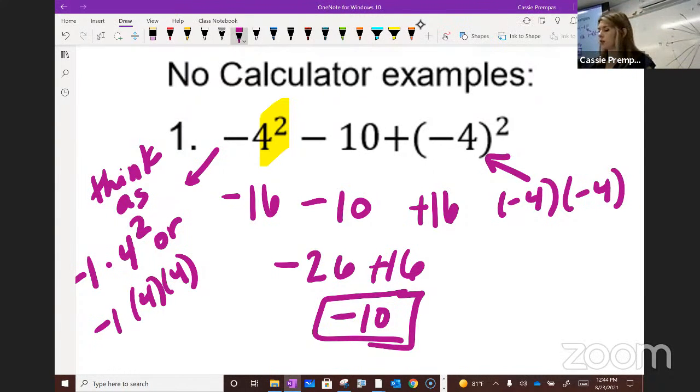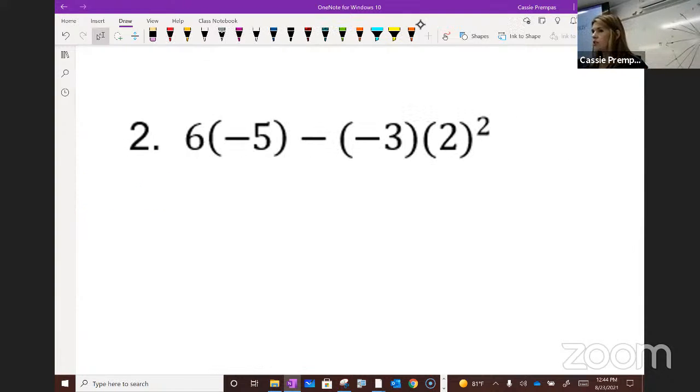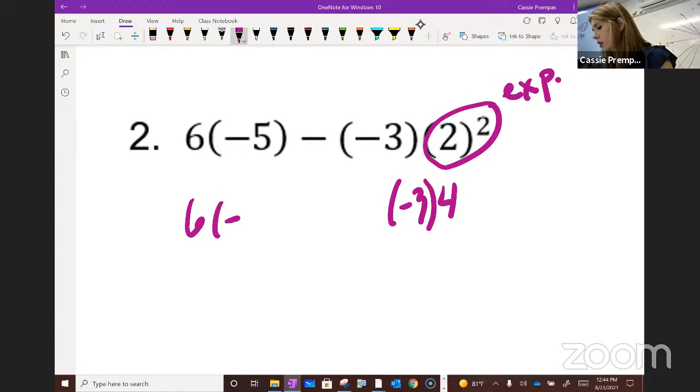All right, let's move on to number 2. Number 2, what do you think we should do first? The exponent, I heard it. So we've got 2 squared. That's that exponent. 2 squared is 4. So I have 4 times -3 over there. I have 6 times -5 over here, and then minus that.